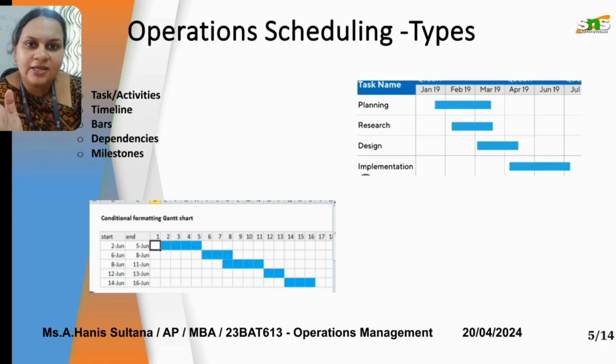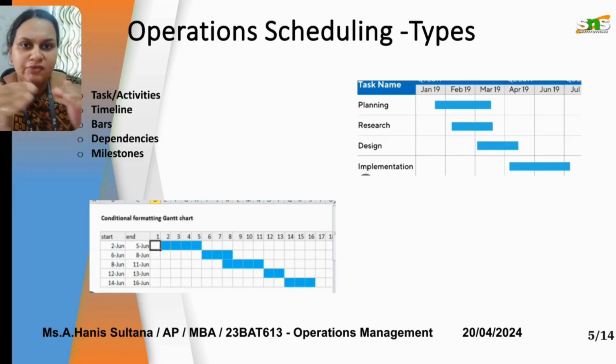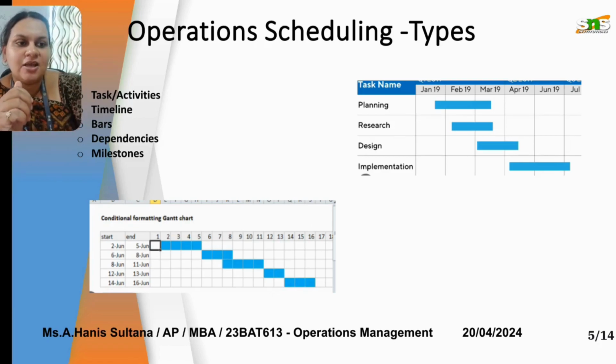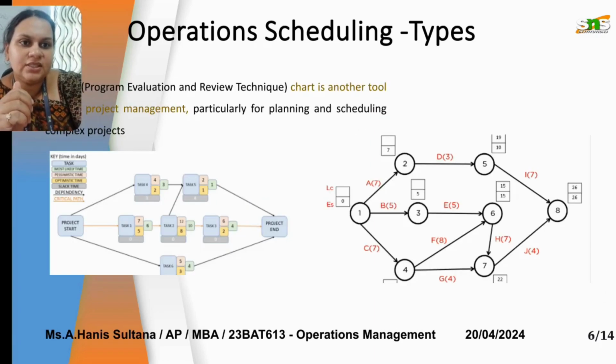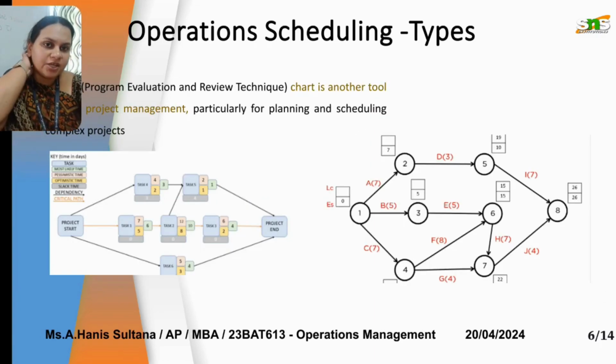So the timeline tells about the start and end point, and the bars tell how much of the workforce has been utilized, and dependencies depend upon the work from task 1 to task 2, and milestones we call the overall completion of work. If we complete it, then it is called a milestone. Next, we have operation scheduling types.